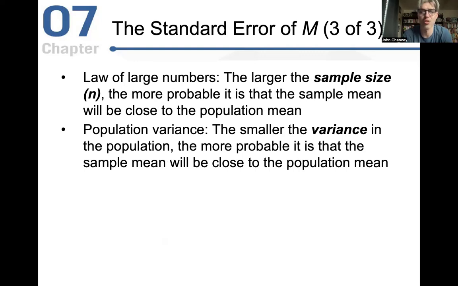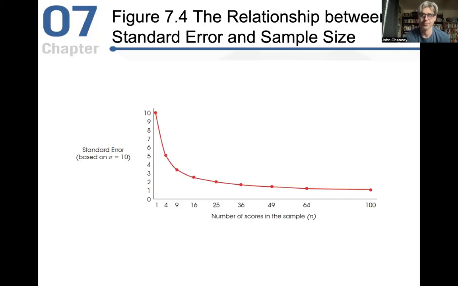So this is getting back into the law of large numbers. The larger the sample size, the more probable it is that the sample mean will be close to the population mean. And in terms of population variance, the smaller the variance in the population, meaning they're going to be much more closely resembling statistically, the more probable it is that the sample mean will be close to the population mean.